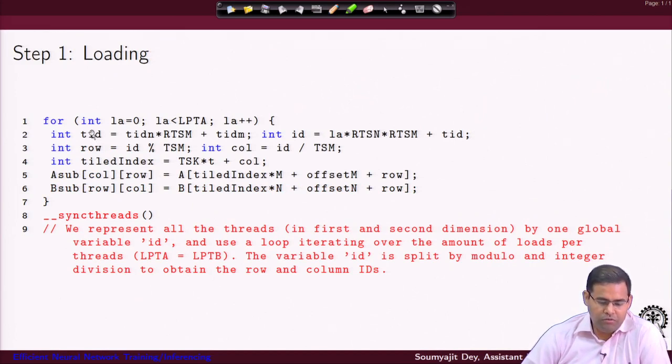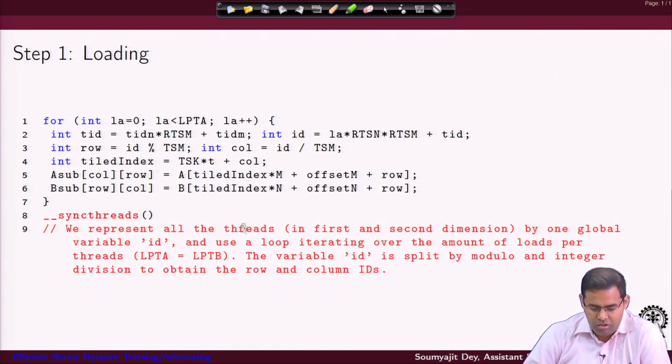So, of course, one may just start thinking that, well, I have got this 2D data to load, but we will do it in a single loop here. The way we are doing it is, as you can see, for each position I am just iterating from 0 to LPTA, right, the load per thread value. So, this is the amount of data I am supposed to load, and since LPTA is equal to LPTB, just by iterating over this loop I can do the loading for both the A sub and B sub matrices. And from where am I supposed to load?